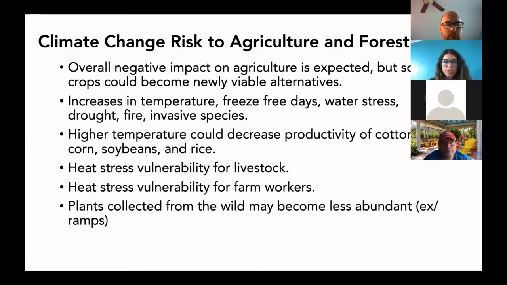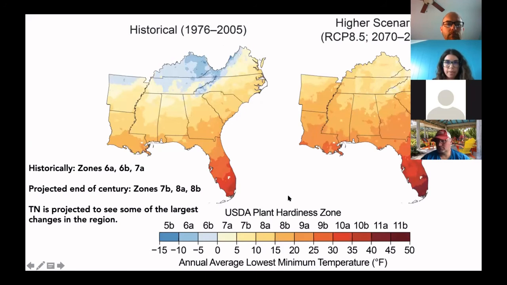Higher temperatures could decrease productivity of cotton, corn, soybeans, and rice. There's the heat stress vulnerability for livestock. There's heat stress vulnerability for the people working on farms. And then they also point out that there's going to be a change in plants that are foraged. Plants collected from the wild could become less abundant. An example given in the report is ramps, which you can find in the Appalachians. So potentially an impact in Tennessee.